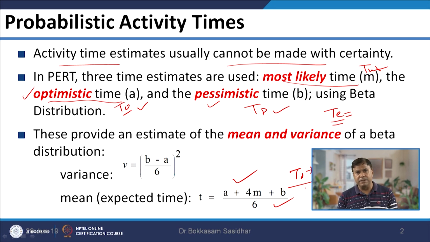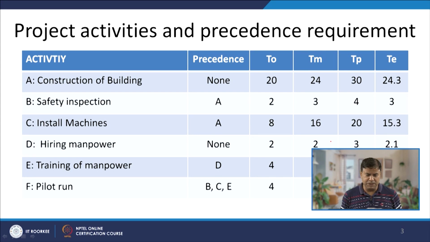If you have to calculate the variance of the time required for completing a particular activity, considering the pessimistic and optimistic times, then the equation for the variance is TP minus TO divided by 6, whole square. So, these are the equations used for calculating the mean or most expected time and the variance of the time required when there is a beta distribution with regard to these time values.